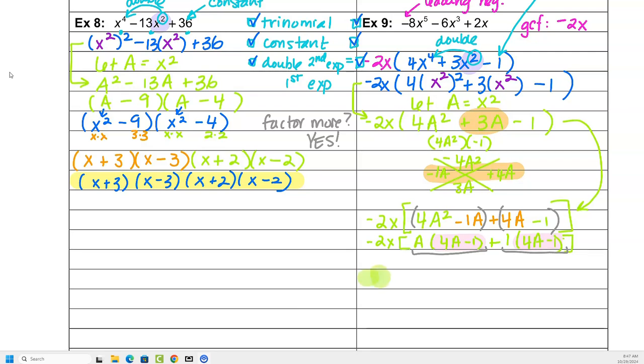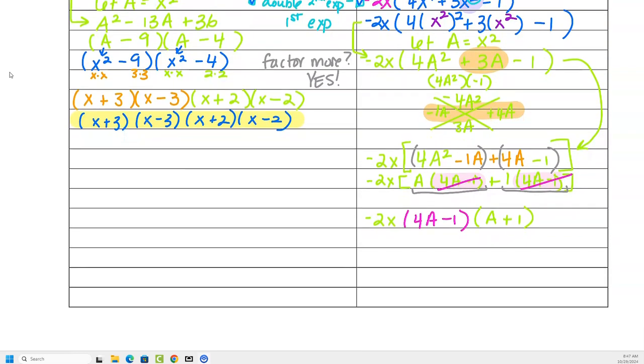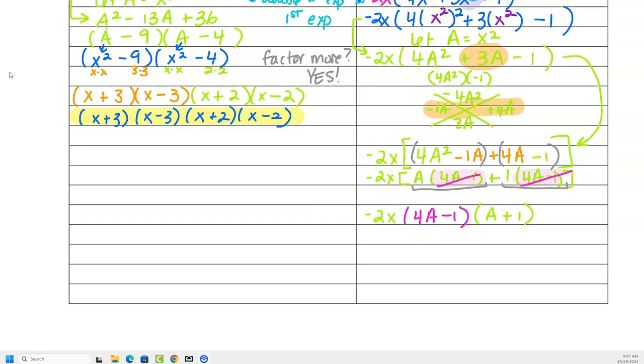So I'm going to skip a line here. Oops, that's not what I wanted. So I'm going to take the 4a minus 1 out. Let me write that in pink. And then when you divide both those terms by 4a minus 1, notice that you're left with a plus 1. Okay, those don't factor further with what I have.